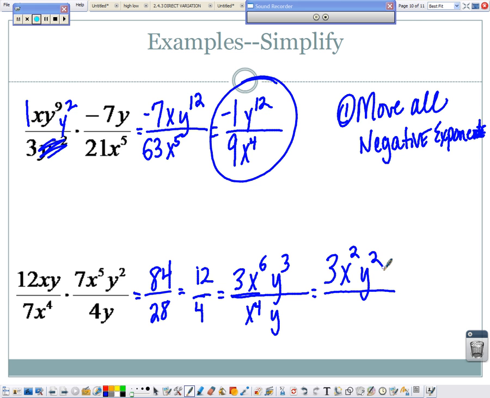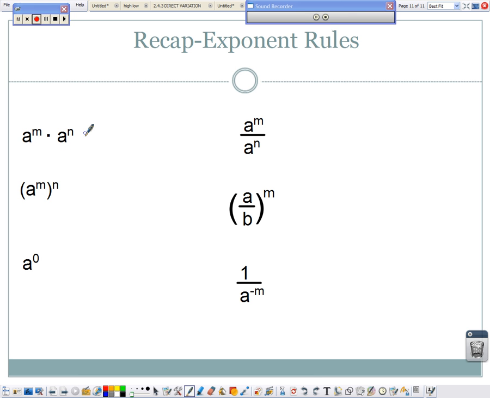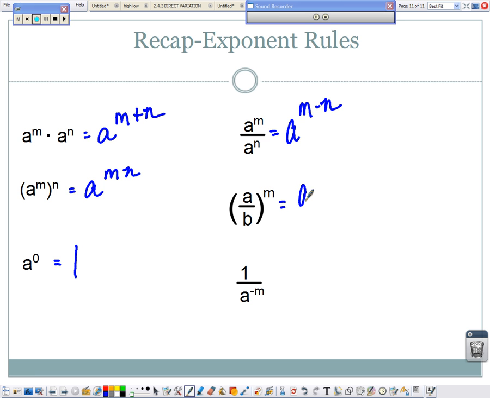Okay. So a quick recap. Remember, whenever I multiply items with the same base, I'm actually going to add their exponents. When I have a power to a power, I'm going to multiply them. Whenever I have anything to a 0 power, the answer is 1. Whenever I'm dividing and they have the same bases, I actually subtract their exponents. Whenever I have a fraction and it's raised to an exponent, I'm going to raise both of them to that same exponent.